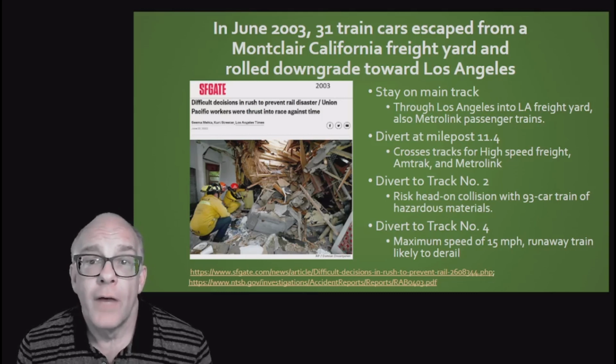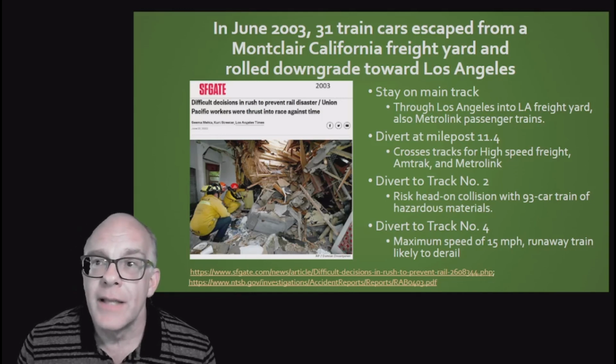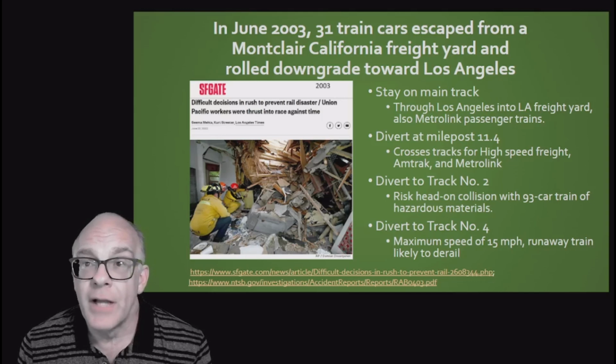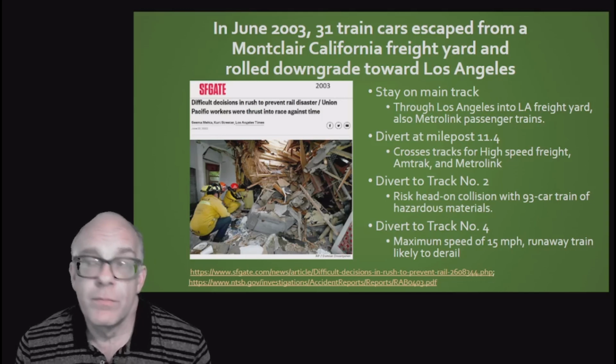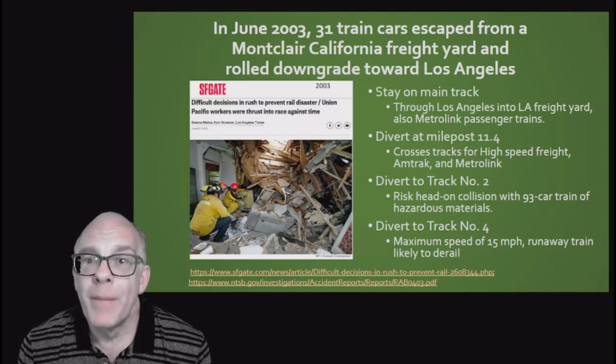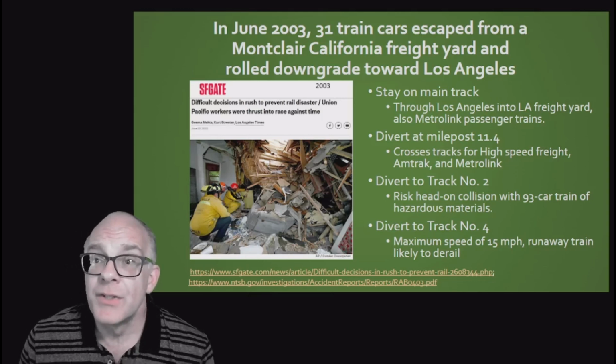carrying freight, for Amtrak, greater transportation, more than just the regional rails, like the Metrolink. They could divert it onto another track, but that would risk a head-on collision with a 93-car train of hazardous materials. And so, maybe you're not just going to kill people, but you're going to run into this train, have a massive derailment, spilling of these hazardous materials, and we've looked at different examples of that in recent history.